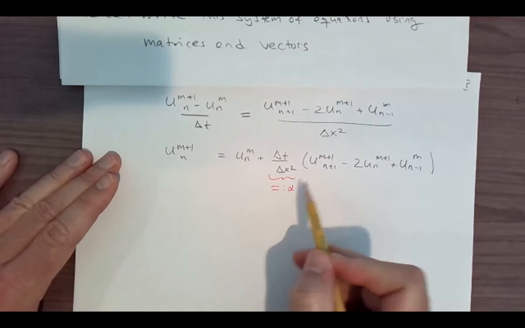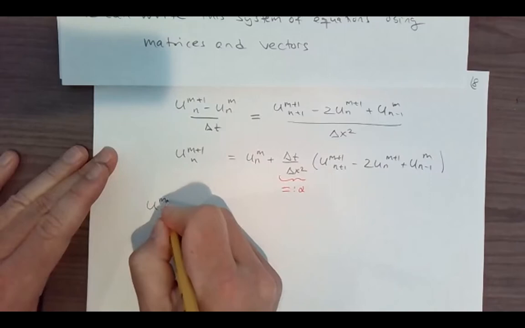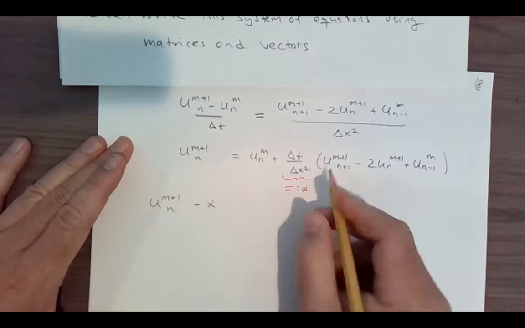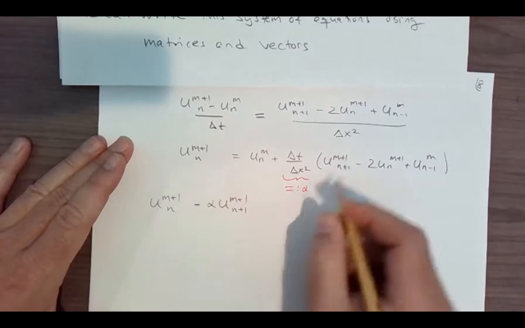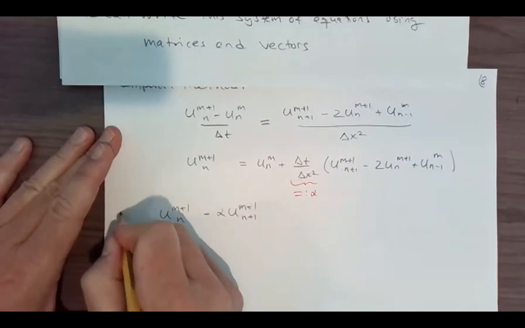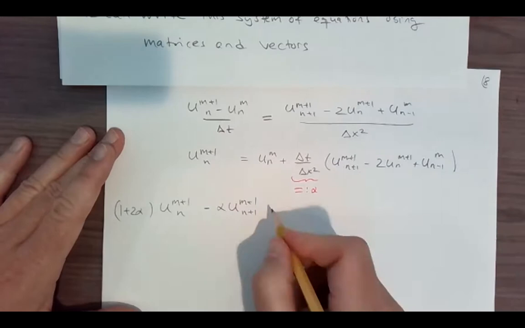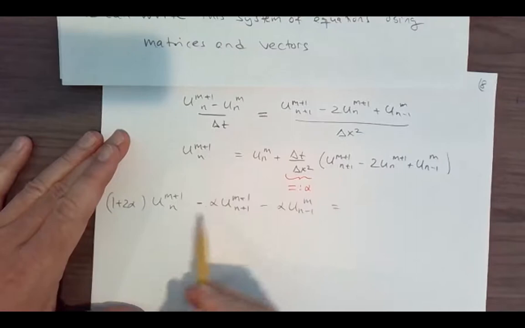So here I'll have my alpha. So I'll have u m plus one n. Then I'll have minus alpha u m plus one n plus one. That was this guy. I have minus two alpha. This is going to become one plus two alpha over here. And then I'll have minus alpha u m plus one n minus one. This is everything that I don't know, now on the left hand side. What I do know is that one guy on the right hand side.